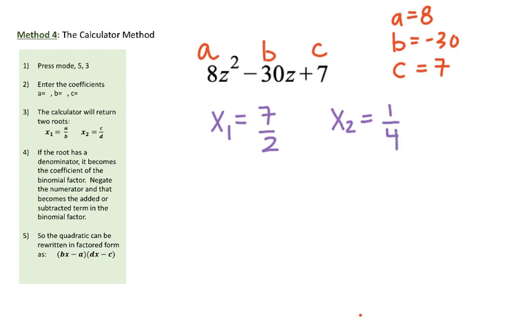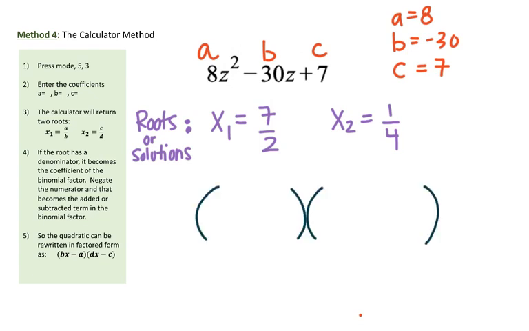Now this is not the factored form. This is just 2 answers that the calculator spits out. These are called roots or solutions. We don't just want the roots or solutions, we actually want the factored form. We want 2 binomials. So here's how you get the binomials from the roots that the calculator gives us.